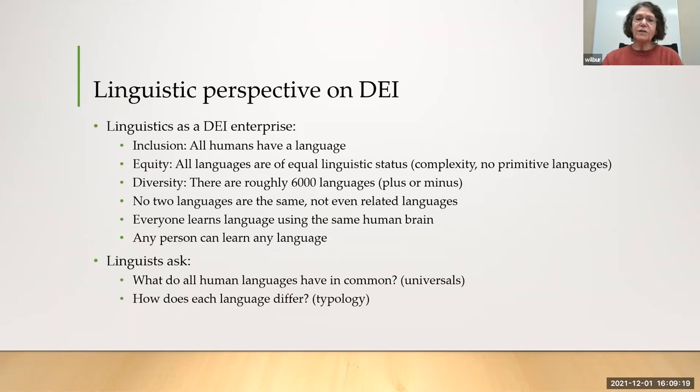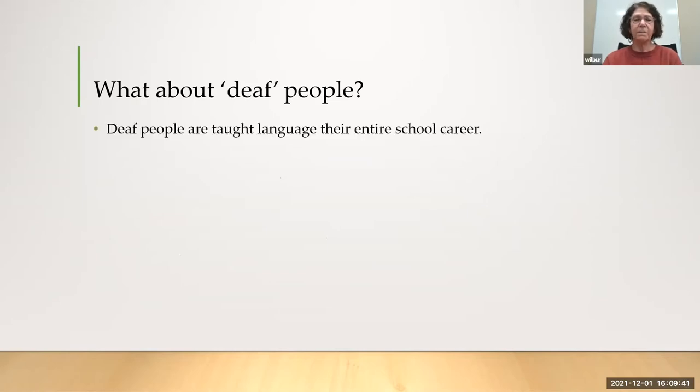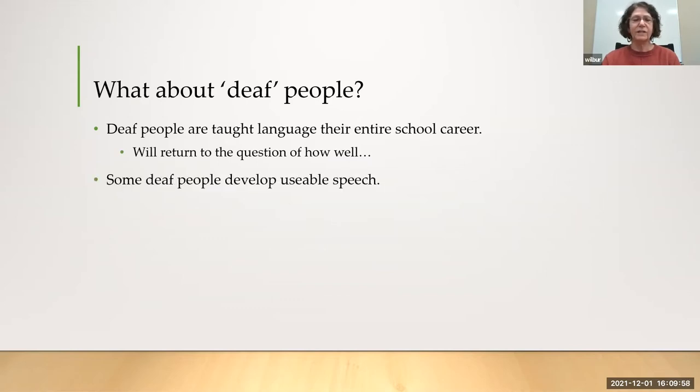Linguists asked, what do all human languages have in common? This is the study of universals. And how does each language differ? This is the study of typology. So what about 'deaf' people? And here I put deaf in single quotes because I'm not making the big D, little d distinction here. Deaf people are taught language their entire school career, from the time they enter school until the time they leave school. And I will return to the question of how well they end up doing that. That's part of what I'll be reporting today.